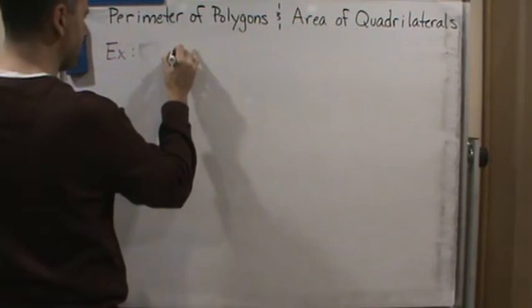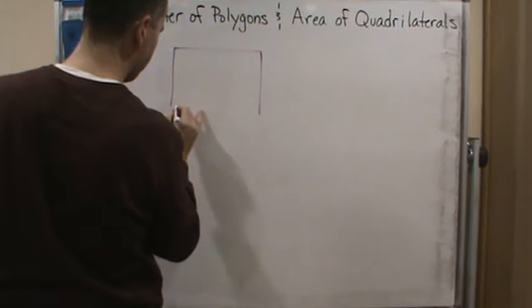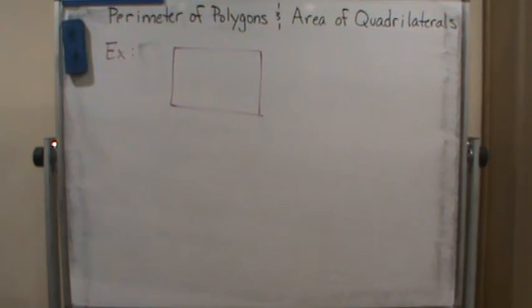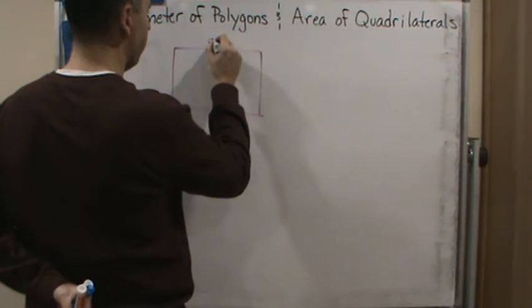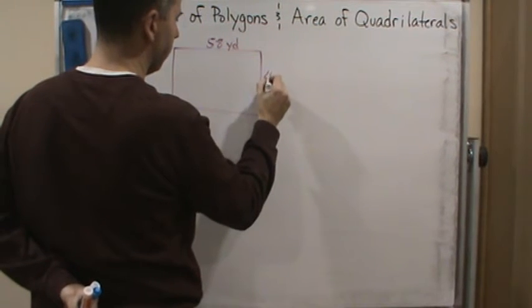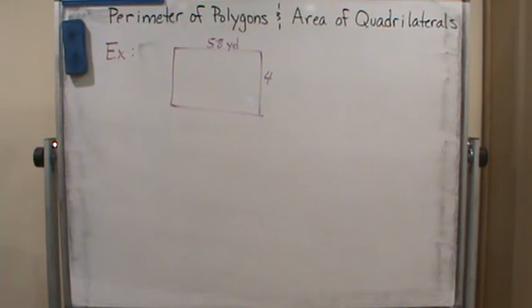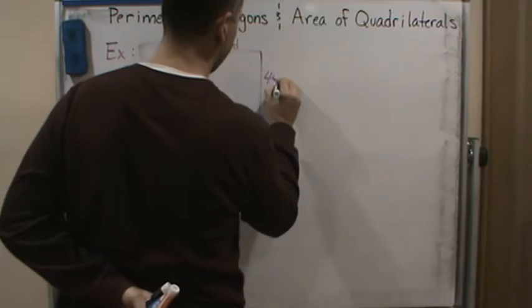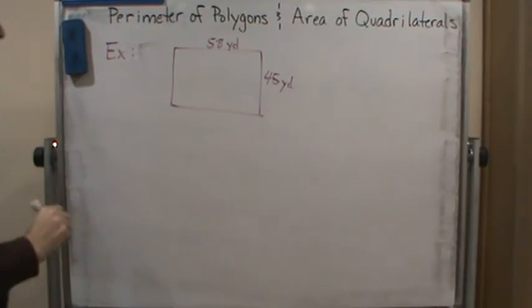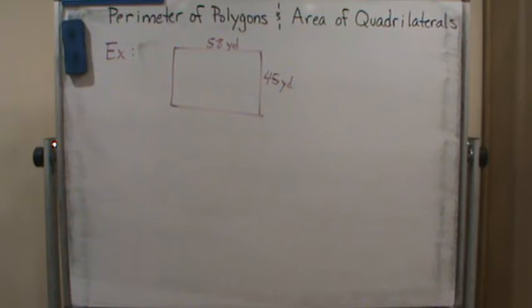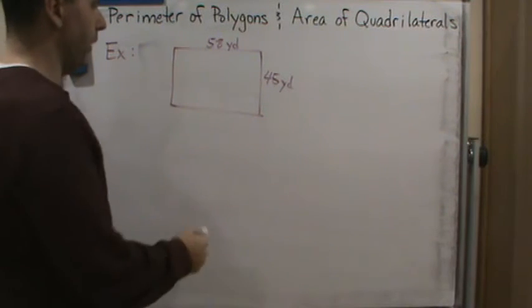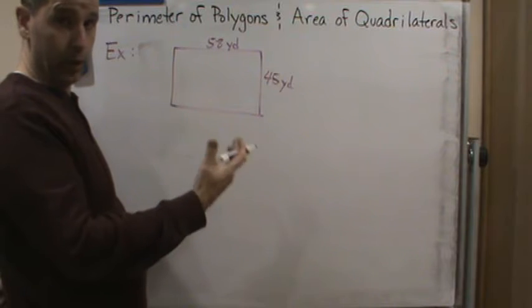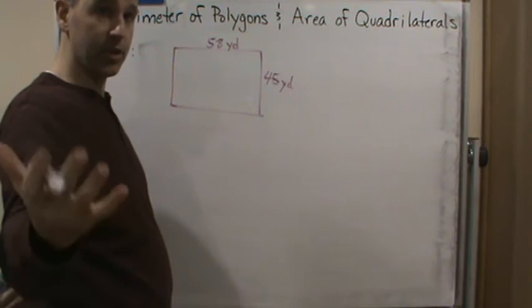Okay, so first thing is draw a picture. Okay, and it gives us 48 yards by 58 yards. So 58 yards by, hold on, 45. Okay, so those are the dimensions of the playground we want to fence in. So we want to know how much fencing we're going to need, and the ultimate question is, how much is it going to cost?